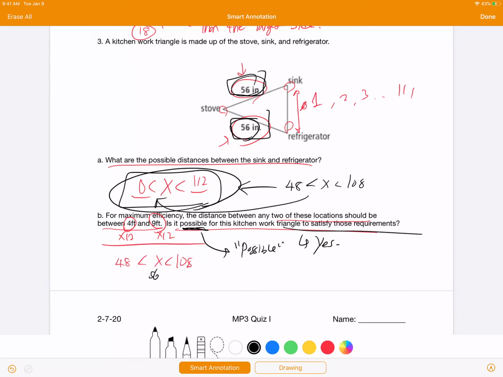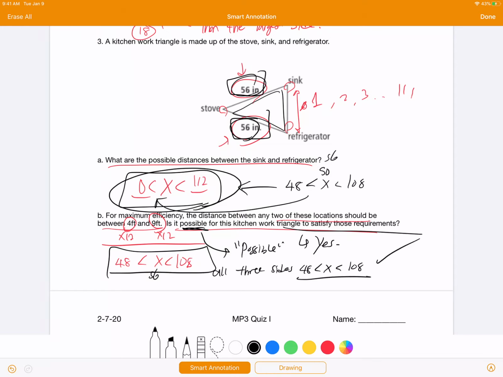So you can just call it anything. Call it 50 if you want to, or call it 56. So make an equilateral triangle, it doesn't matter. But because all three sides fall into that boundary, between 48 and 108, then yes, absolutely, it's satisfied that all those three sides will be within this boundary given right here. Okay, and it's a possibility, it's not a must-be situation.